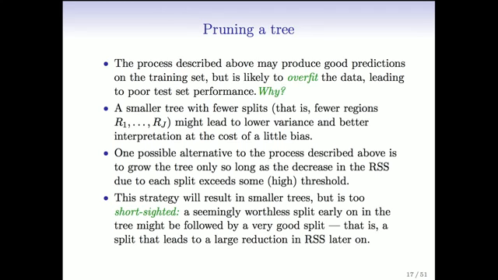Another possibility would be to stop early. In other words, just keep splitting until it looks like no split helps in terms of reducing the residual sum of squares, the criterion we saw before. But it turns out this strategy can be too short-sighted. We'll very often stop too early because it looks like no good split is available, but actually if we kept splitting, we'd see a better split farther down the tree.